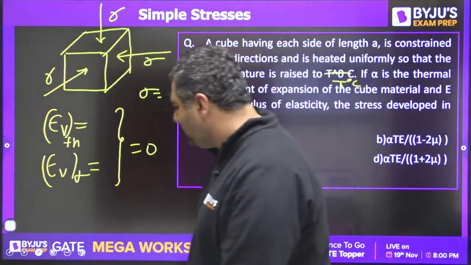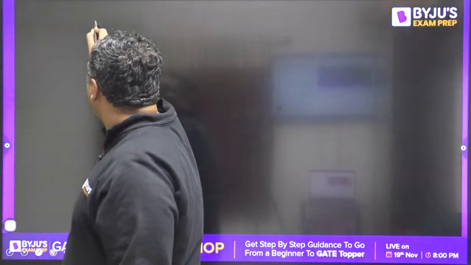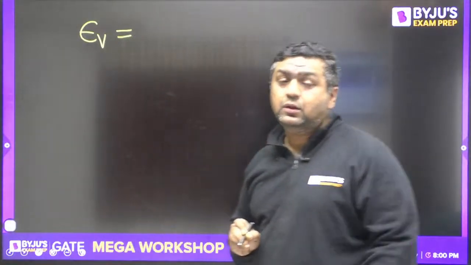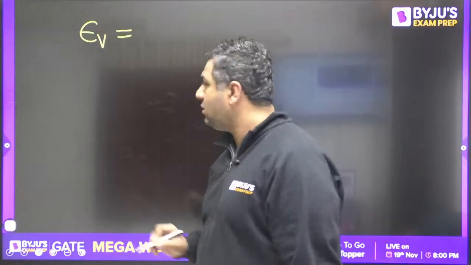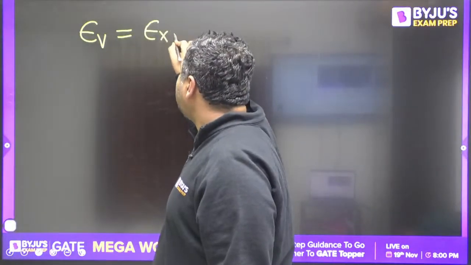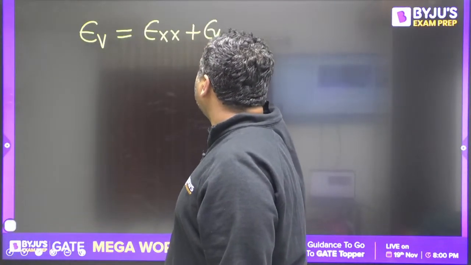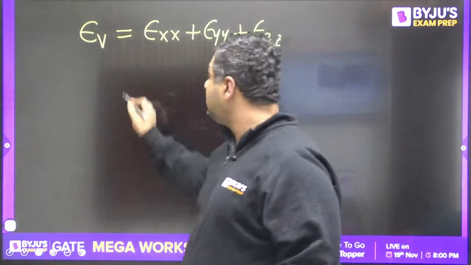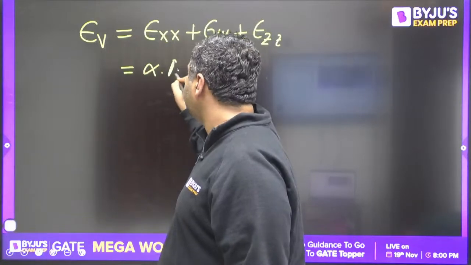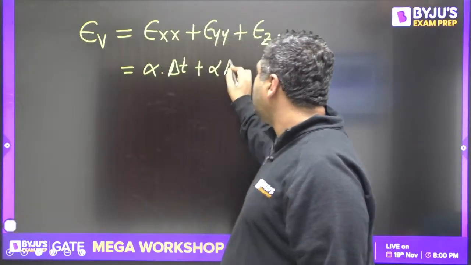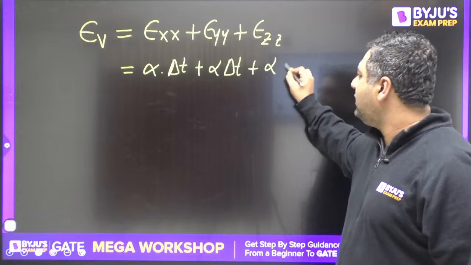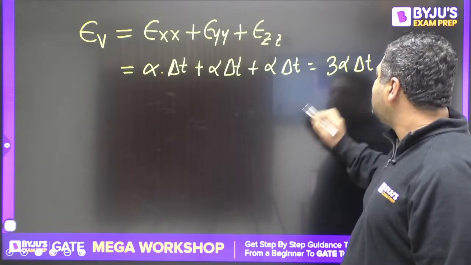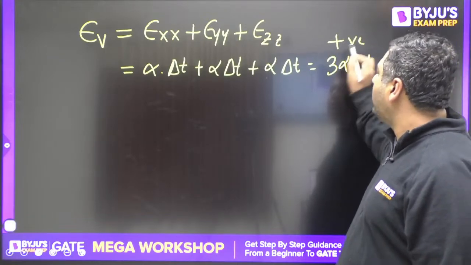We are left with 2 more questions for this session. So let us see how to do this. When we are talking about volumetric strain because of temperature, for a cubical body you will write it as epsilon XX plus YY plus ZZ. Just now we have seen strain is alpha delta T plus alpha delta T plus alpha delta T. So it is 3 alpha delta T. This is tensile, so it is going to be positive.